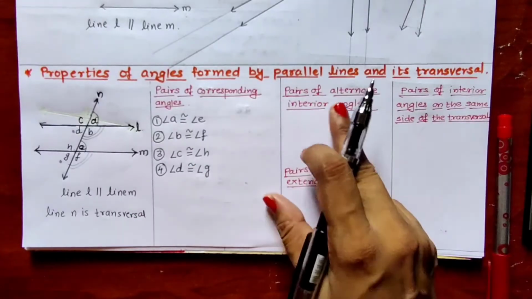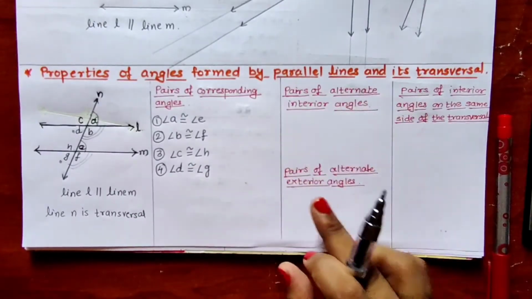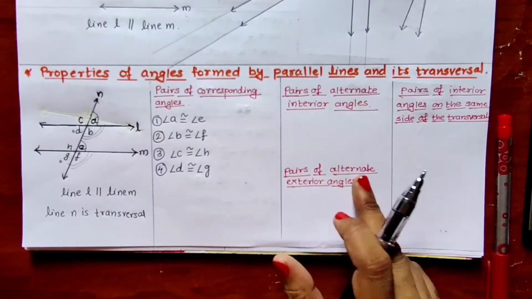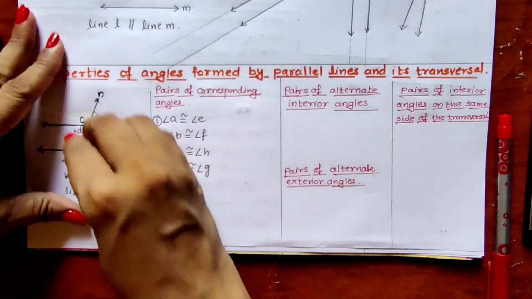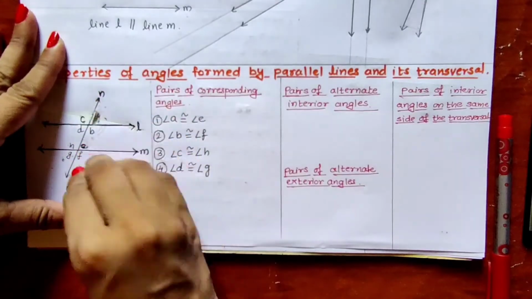Now let us see the pairs of interior alternate angles and pairs of alternate exterior angles. There are two types of alternate angles, interior and exterior.